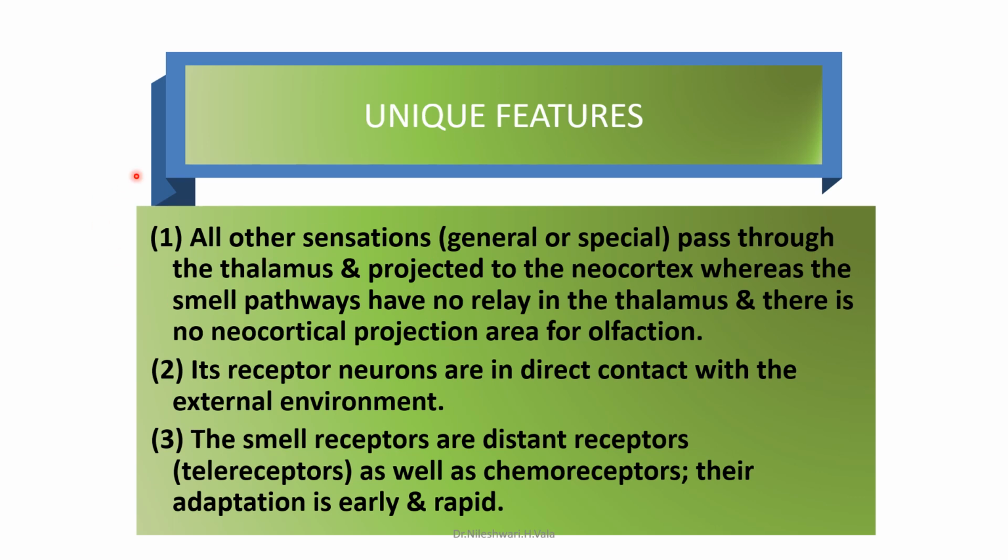Then there are certain unique features of olfaction. First of all, other sensations pass through the thalamus and are projected to the neocortex, whereas the smell pathway has no relay in the thalamus and there is no neocortical projection area for olfaction. And its receptor neurons are in direct contact with the external environment. The smell receptors are distant receptors, telereceptors, as well as chemoreceptors, and their adaptation is early and rapid.